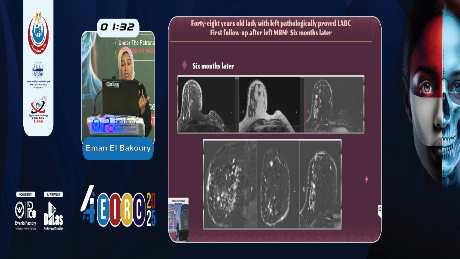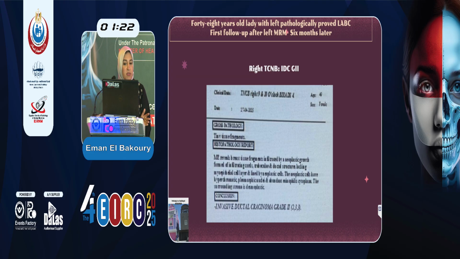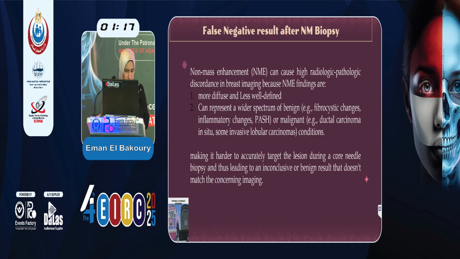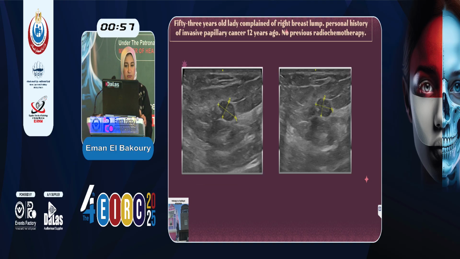And here is her MRI 6 months later, showing the non-mass transformed into clumped, diffuse non-mass together with the enhanced thickened skin. It was a piece of cake in the ultrasound, and the biopsy showed invasive ductal carcinoma. So the non-mass actually is not a dilemma upon diagnosis alone, it's also a dilemma in the biopsy because it's less well-defined and can represent a very wide spectrum of benign and malignant pathologies. So the sensitivity upon biopsying of the non-mass actually using core is decreased.